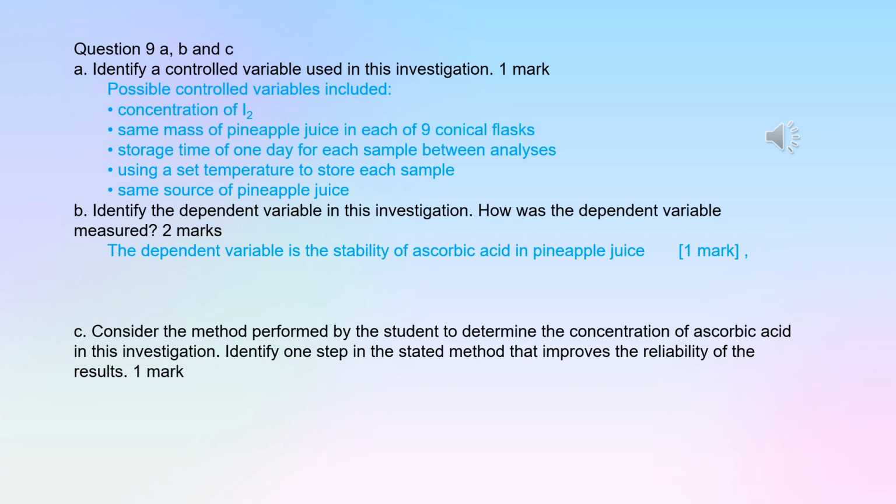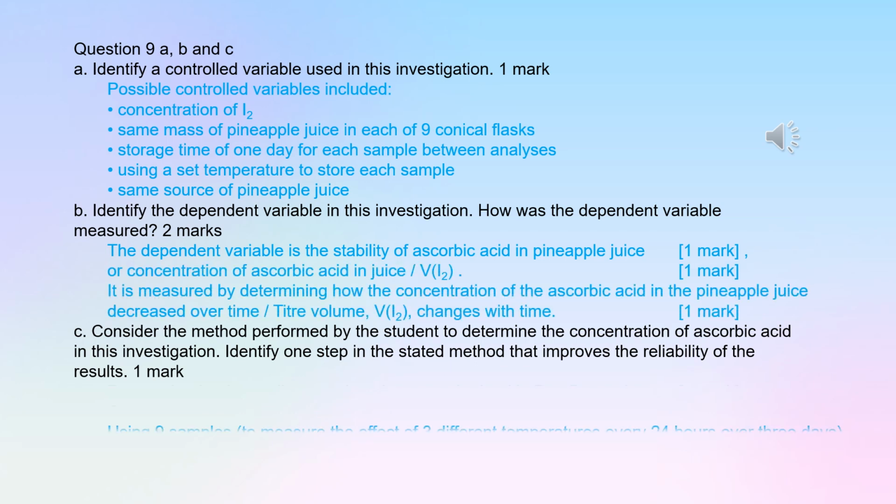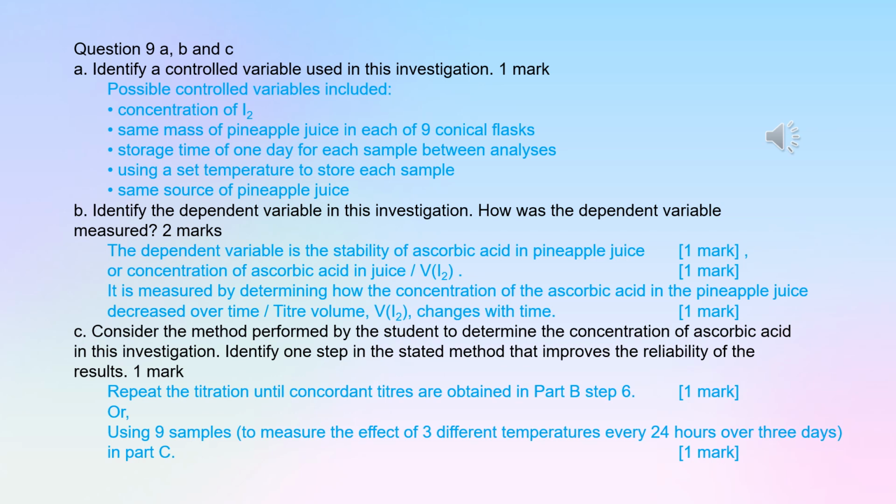Identify one step that improves the reliability of the results. Repeat the titration until concordant titers are obtained. Or, repeat the experiment with 9 samples.